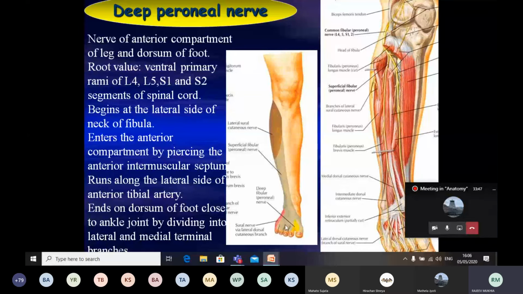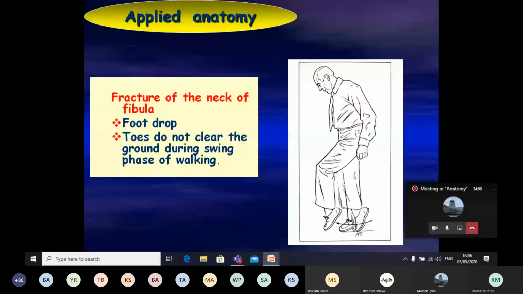Cutaneous innervation to this first web space, and the other structures, all these muscles, and this ankle joint are also innervated by this deep peroneal nerve. Applied aspect: fracture of the neck of the fibula results in foot drop.